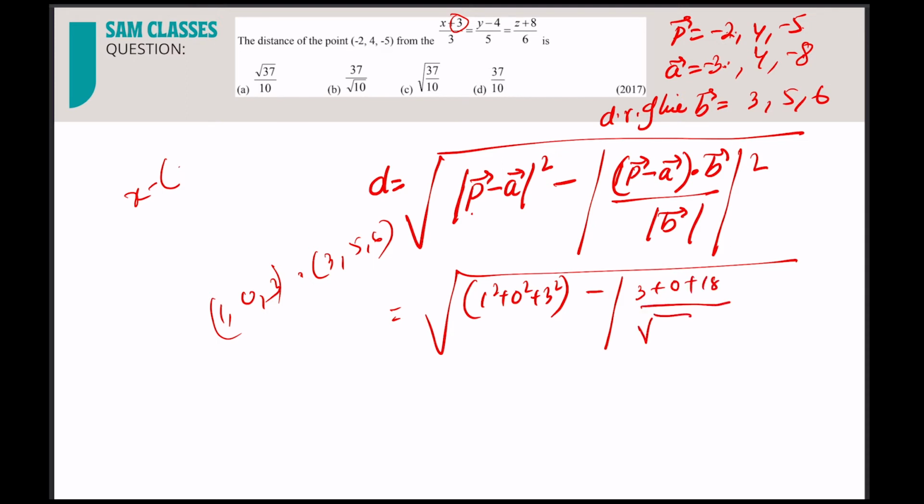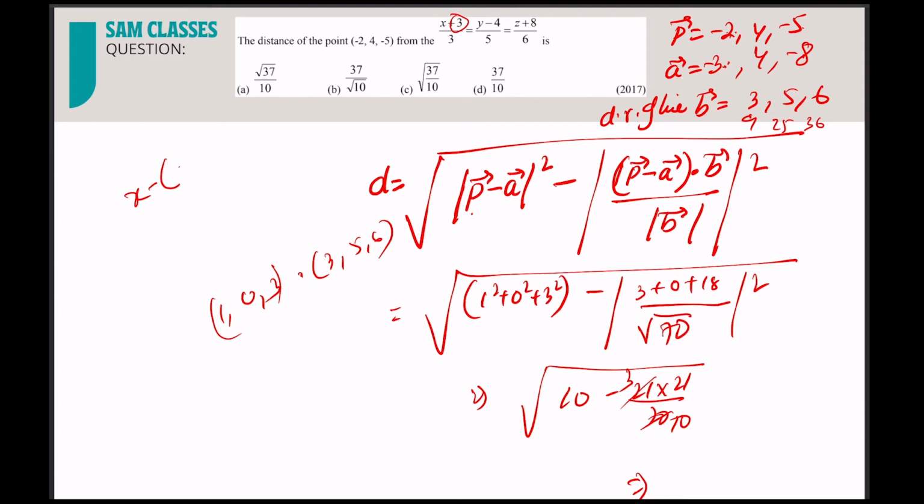What is mod of b square? 3 square is 9, 25 and 36. So 34 plus 36, 70. Correct. Done. So basically what you got here is 10 minus 21 into 21 by 70. So what you can do, 7 3s are 21, 7 10s are 70. Correct. So what you will get is 100 minus 63. So root 37 by 10. Root 37 by 10. See, this is the answer.